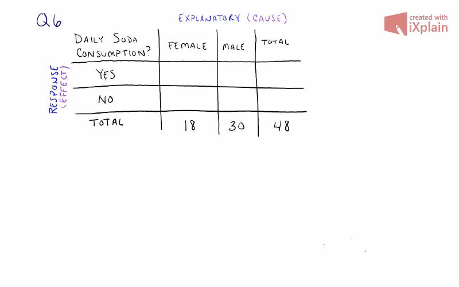So from here, they want you to fill in the two-way table below in a way that shows that the males and females are equally likely to drink soda on a daily basis. So in other words, I want to figure out a way to partition the males and the females so that if I were to take their percentages, I would get the same percentage of women drinking soda daily and the percentage of men drinking the same amount of soda daily.